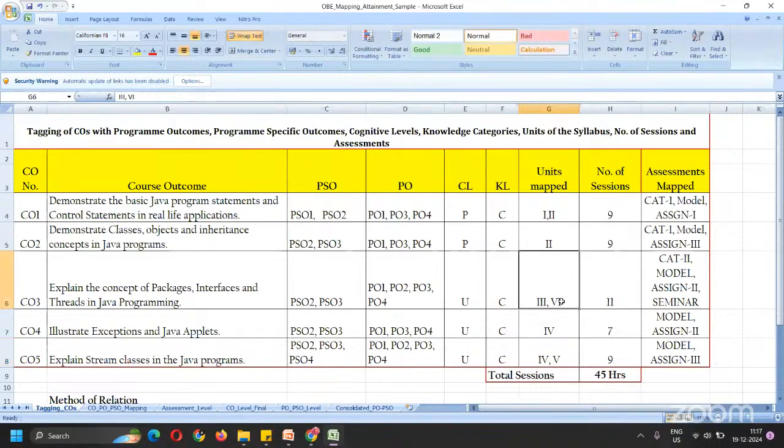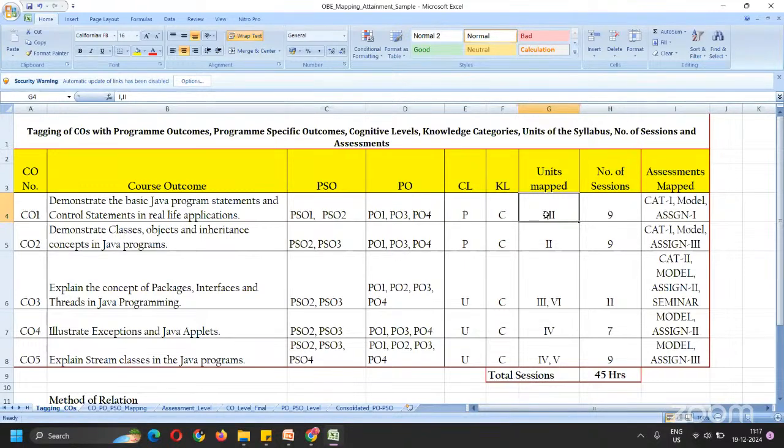So CO3, CO4, and CO5, all these three COs, are from the topics in the fourth unit. Okay, so it is not necessary to fix one CO for one unit. If it is defined by the universities, then it is well and good. Or if it is an autonomous institution, while you are designing your curriculum, you design the outcomes based on your syllabus, and you can map one CO for one unit.